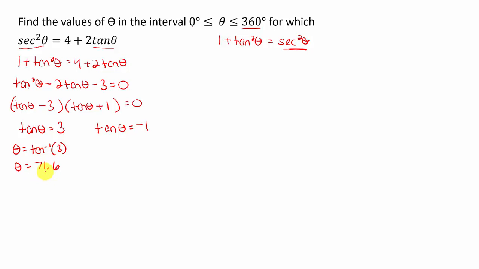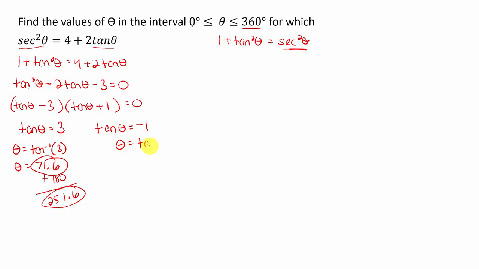And remember the tangent rule is I can take this and I can add 180 or pi to it. So I'm going to add 180 to it. And when I add 180, I get 251.6. And so this is one of my answers because it's in this interval from 0 to 360. And I could try adding 180 again, but if I add 180 again, I'm going to be outside of 360. So now let's solve this one.